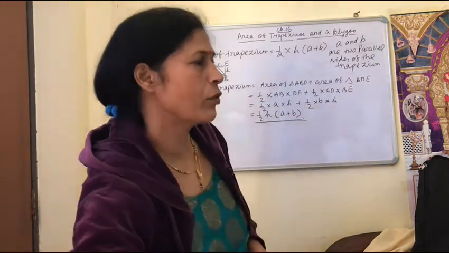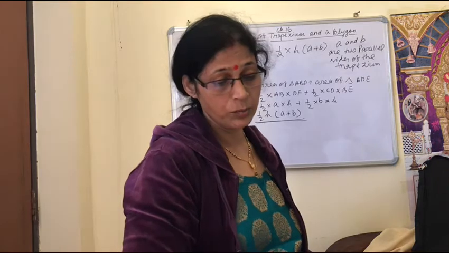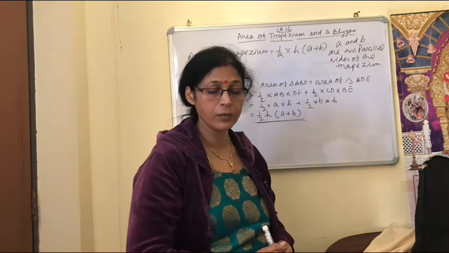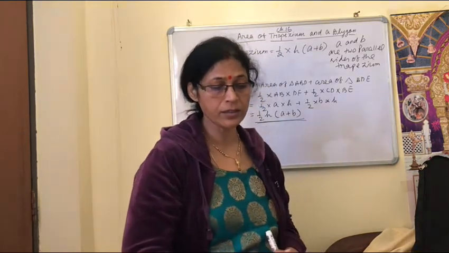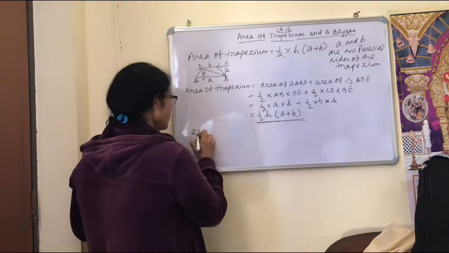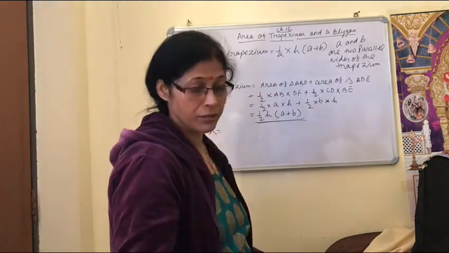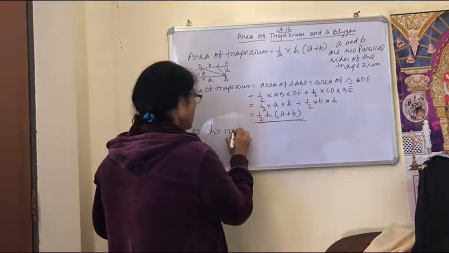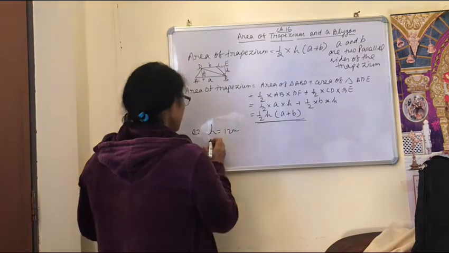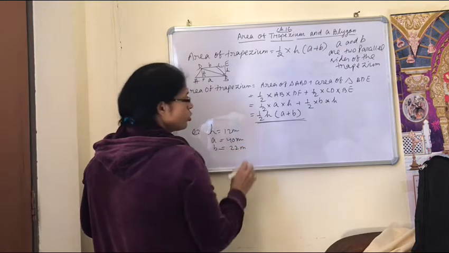Let's do some questions. Simplify your questions. Exercise, question number 2. A garden is in the form of a trapezium whose parallel sides are 40 meter and 22 meter and the perpendicular distance between them is 12 meter. Find the area. So in question number 2, the height is given, the perpendicular distance, that means the height of this trapezium, 12 meter, and the two parallel sides are 40 meter and 22 meter. Suppose a is 40 meter and b is 22 meter. You have to find out the area.